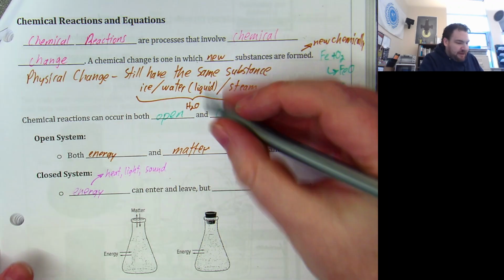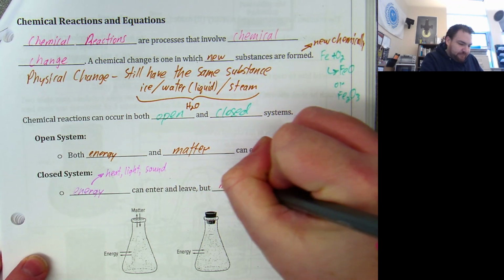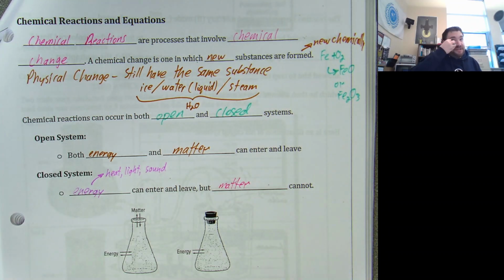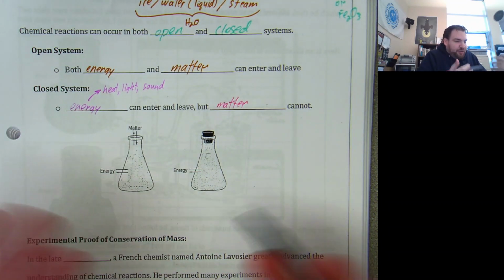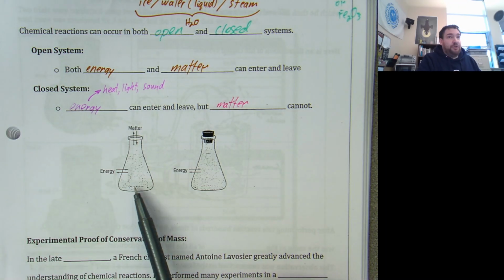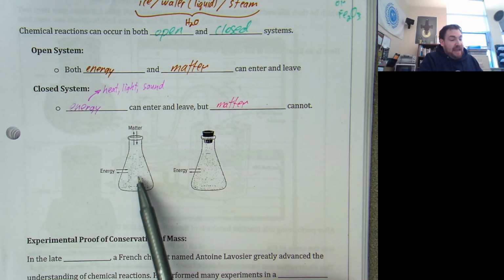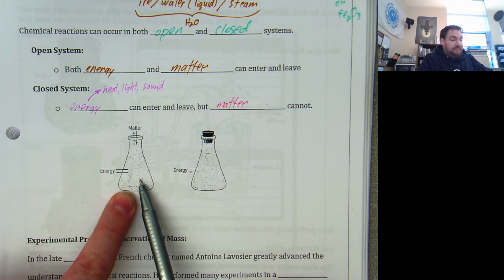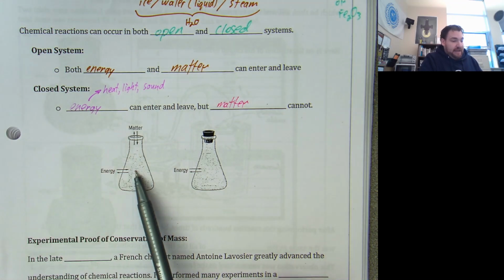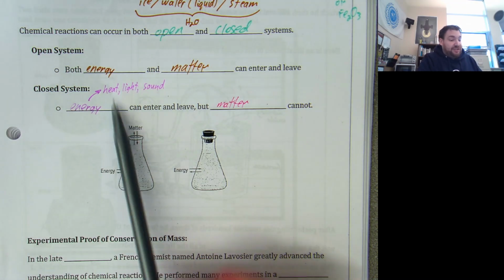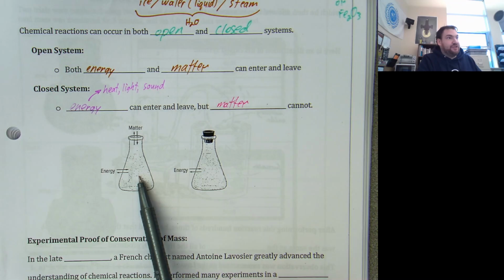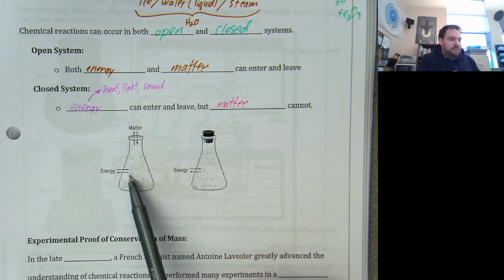Energy can enter or leave. Matter cannot. Matter stays the same. And so I've got two here. This is a flask. We're going to use a flask today. An open flask, matter can enter and leave. And this is clear glass, so energy can enter and leave. Even if it wasn't clear, heat could still get out, sound could still get out, but it's clear, so visible light can also get out.